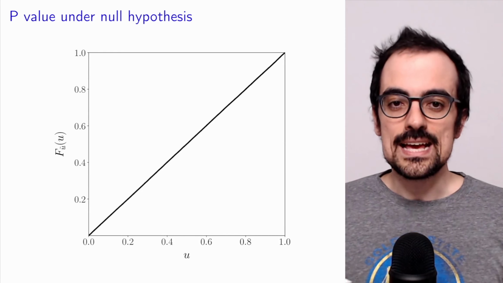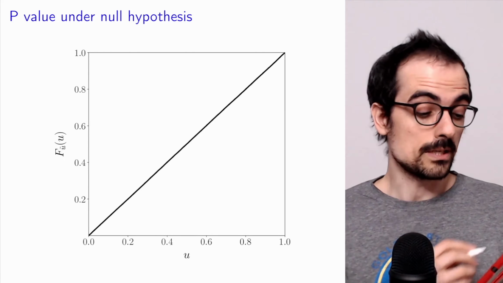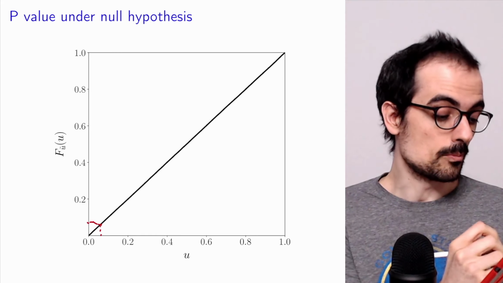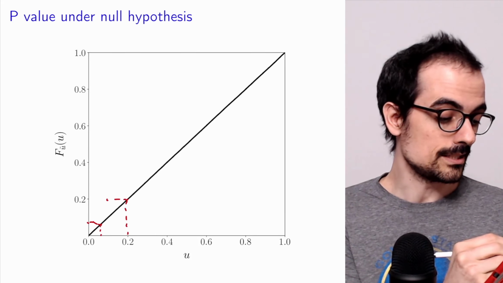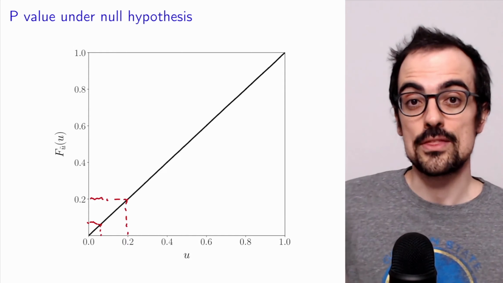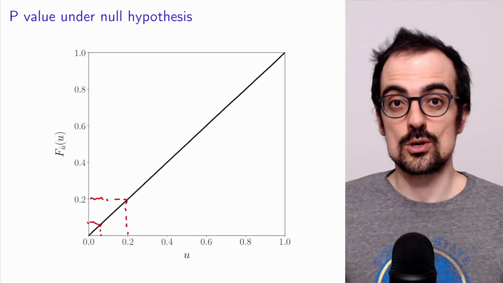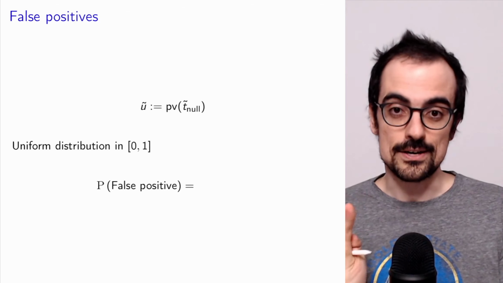Okay, so the CDF of the p-value looks like this, which is great because now you can ask what is the probability that the p-value is below 0.05? Well, it's exactly 0.05. What's the probability that it's below 0.2? It's exactly 0.2. So this means that we can threshold using a significance threshold and ensure that we control false positives. Let's make this very clear.